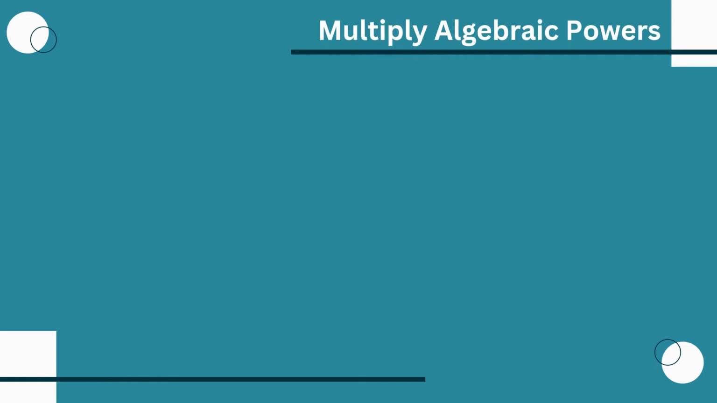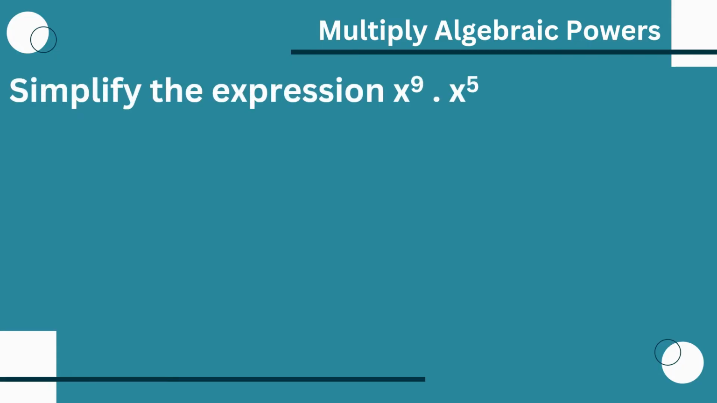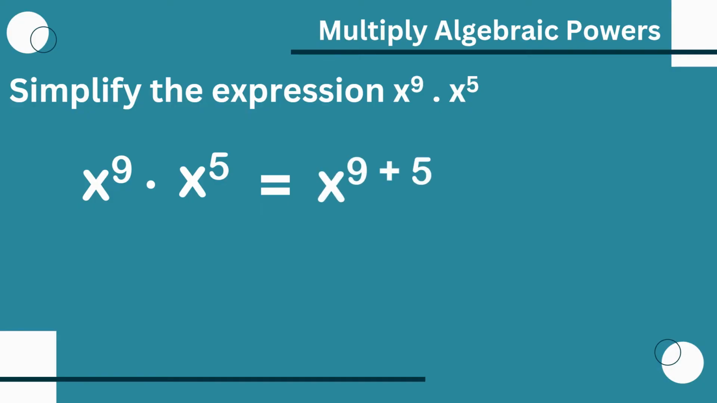This time, we're going to study how to multiply algebraic powers. For example, simplify the expression x to the 9th times x to the 5th. As we can see, our bases are also the same. So this time, we're going to add the exponents. So, x raised to the exponent of 9 plus 5, and the answer is x raised to the exponent of 14. And this is our final answer.